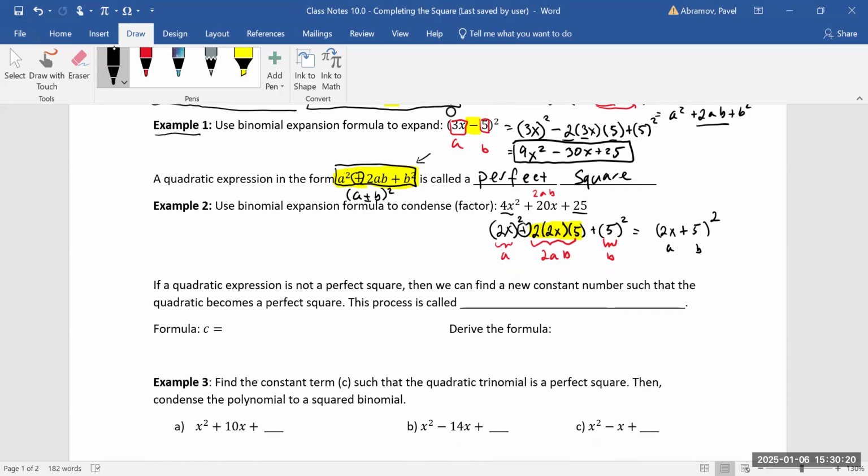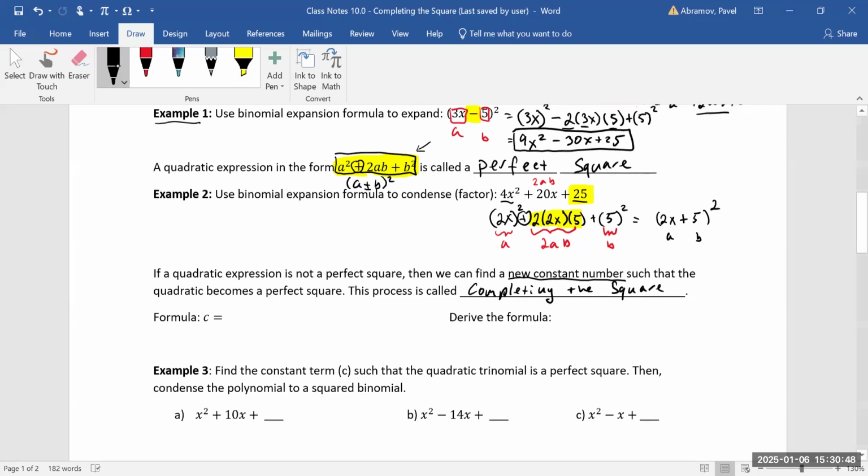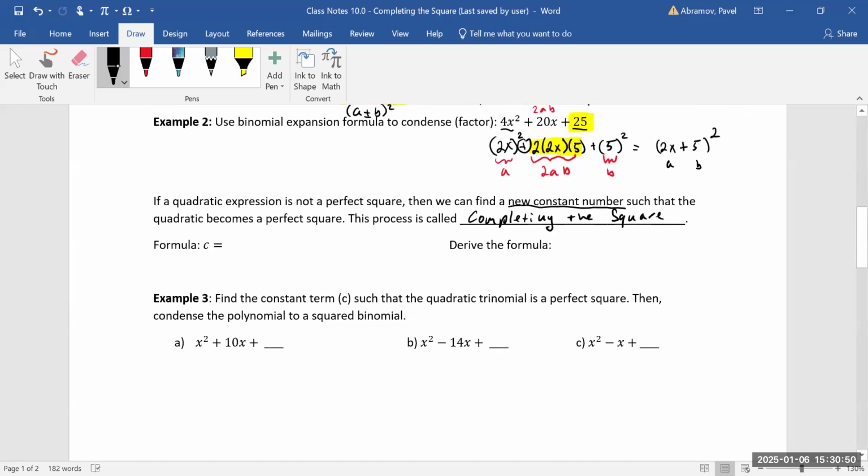So if a quadratic expression is not a perfect square, then we can find a new constant number. So basically, we're going to be looking for the number at the very end such that the quadratic becomes a perfect square. And that process is called completing the square. So here I'll give you a quick explanation of how we can find it, how we can derive that pretty simple formula.